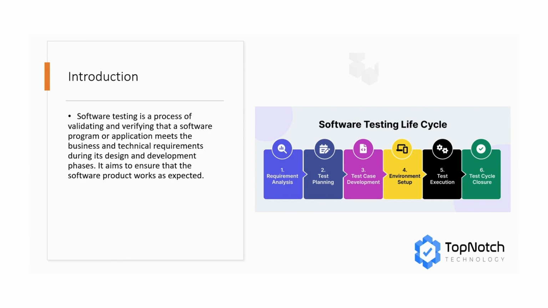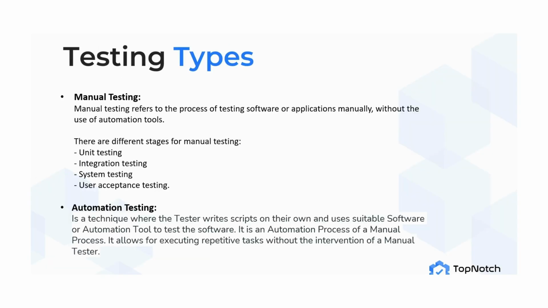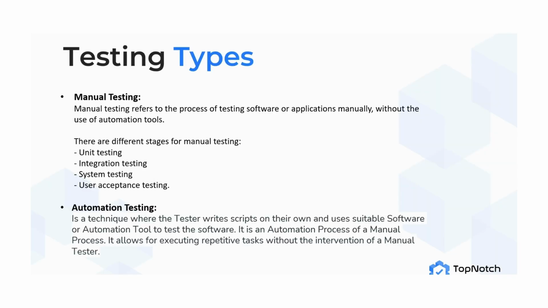how or what testing type should I use? Okay, now I will talk about testing types. We have two main testing types, manual testing and automation testing. In stage 5, when you start testing, we should use testing types. So if you will use manual testing, what is manual testing?